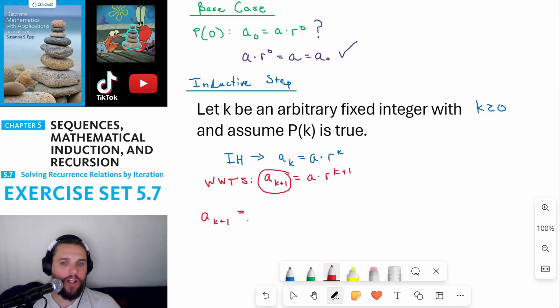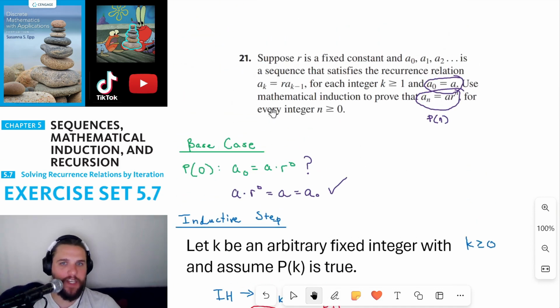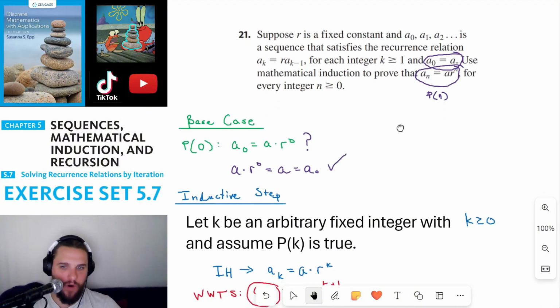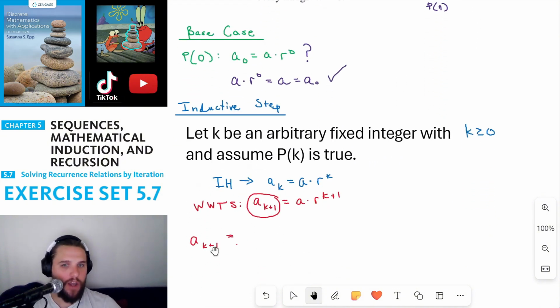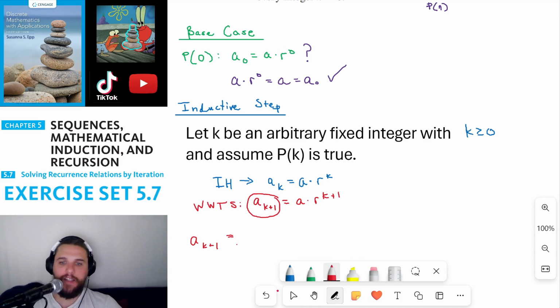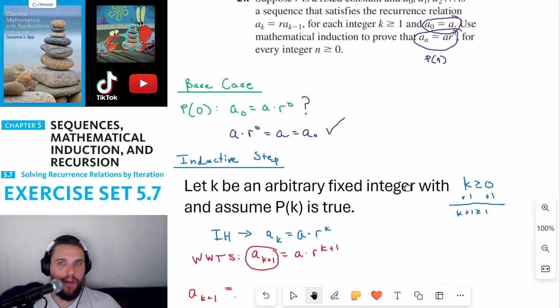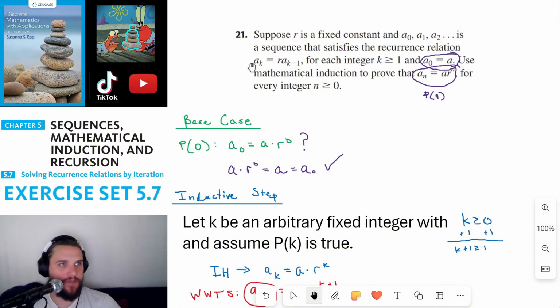Now, according to the recursive definition of the sequence, for every integer k greater than or equal to 1, well, k plus 1 is greater than or equal to 1 since k is greater than or equal to 0. We can add 1 to both sides of this inequality here to get k plus 1 is greater than or equal to 1. And that's super important because we need to know that this index value is at least 1 so that we can apply this recursive definition.